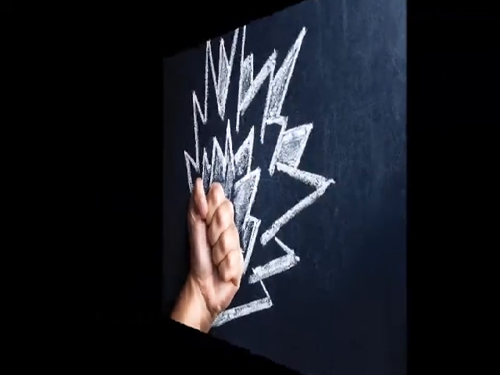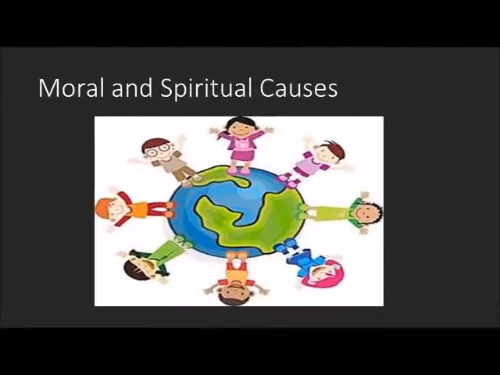Which leads us to our final major cause for the development of the abolition movement: moral and spiritual causes. Ultimately, this pushed people to not just want to stop the spread of slavery, but to eradicate it entirely.